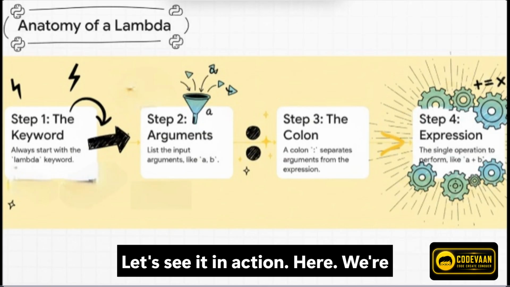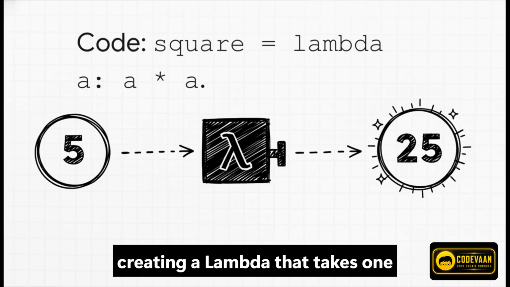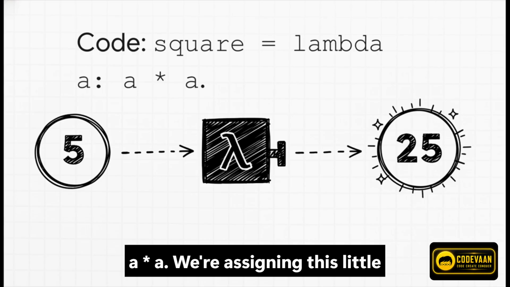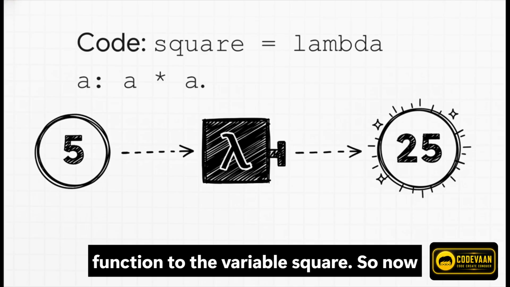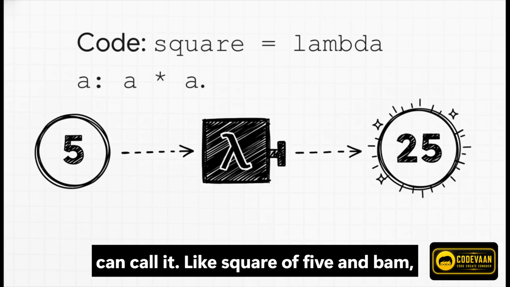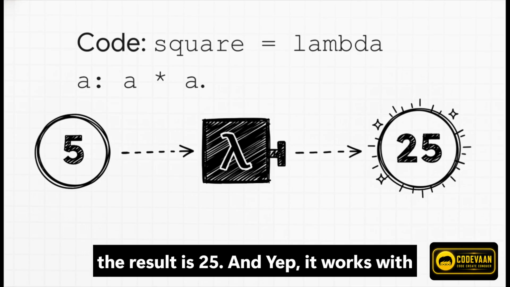Let's see it in action. Here, we're creating a lambda that takes one argument, a, and its expression is simply a times a. We're assigning this little function to the variable square. So now that variable square is a function. We can call it like square of 5, and bam, the result is 25.